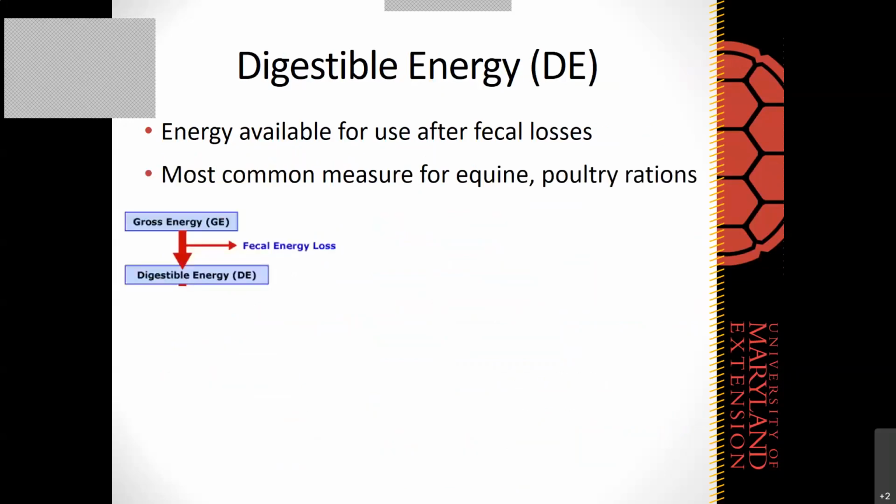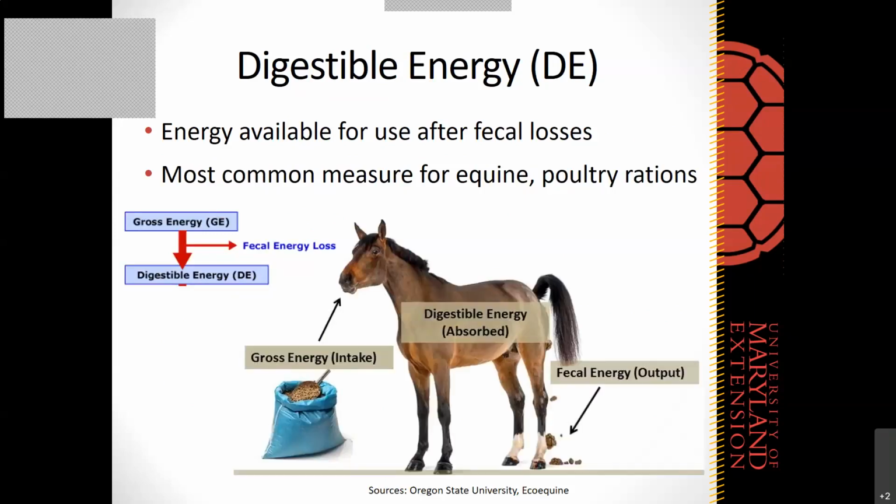So again, to summarize, this is a more visual way of looking at it. The digestible energy is the energy available for use after those fecal losses. It's more common in the equine or in poultry. You can picture it as the gross energy is everything, the potential of that feed that goes into the animal. The digestible energy is what is absorbed, minus the output, or what goes out in the feces.